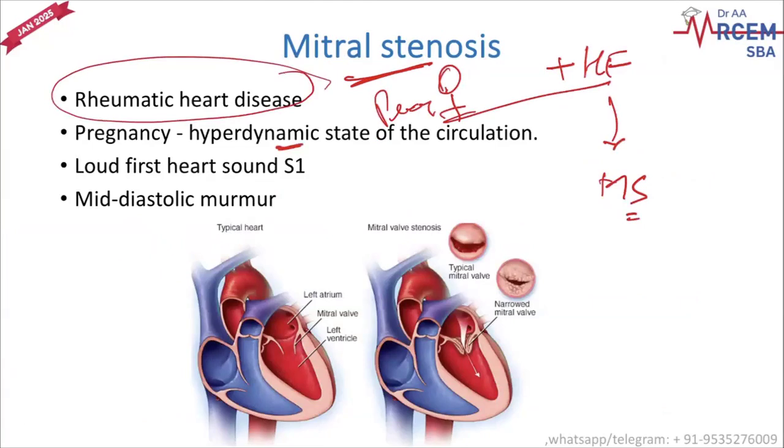In pregnancy, the intravascular volume has increased. The patient has gone into a hyperdynamic state of the circulation. That has resulted in the heart failure. So whenever you auscultate, they'll have a mid-diastolic murmur, with a loud first heart sound. That is, the first heart sound is produced because of the closure of mitral and tricuspid valves. As the mitral valve is stiffened, it becomes a loud heart sound in this individual. That's how you need to pick it up.